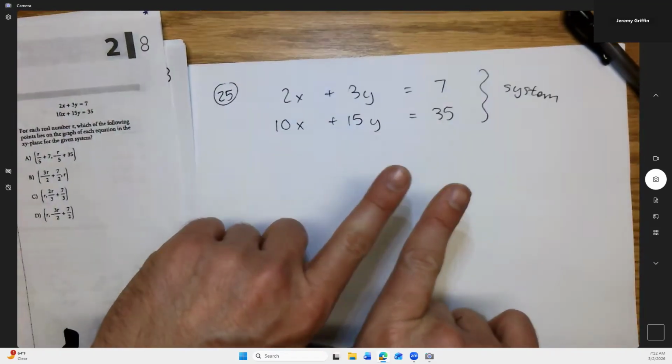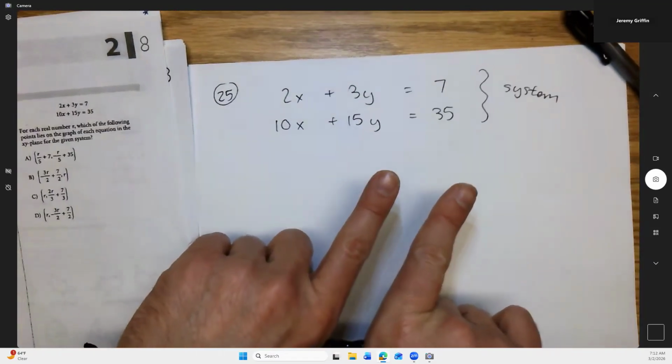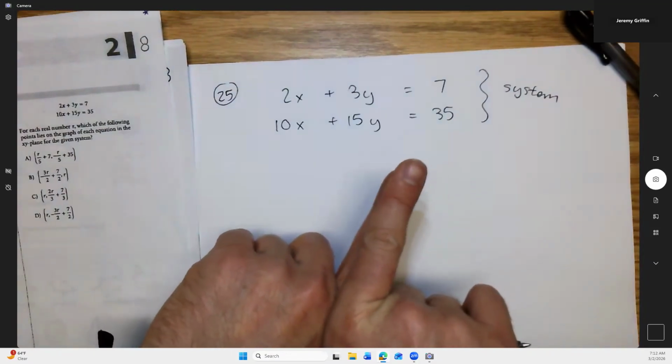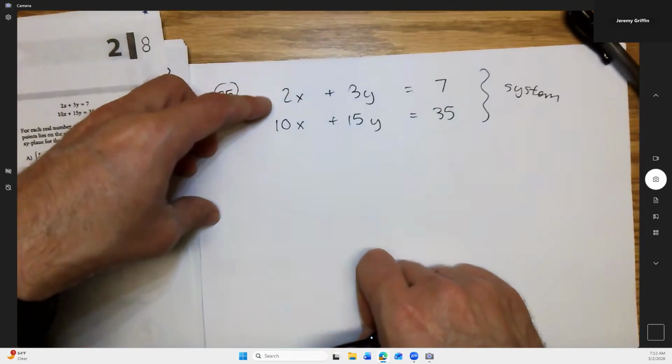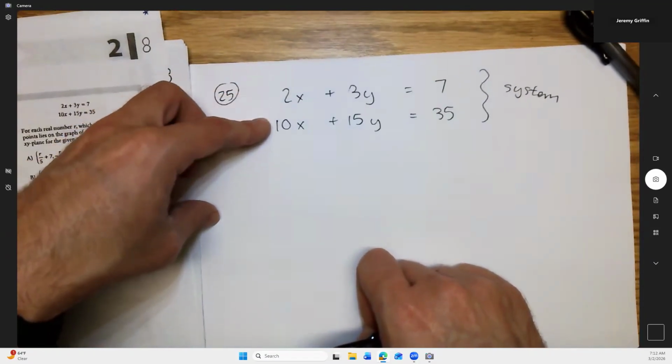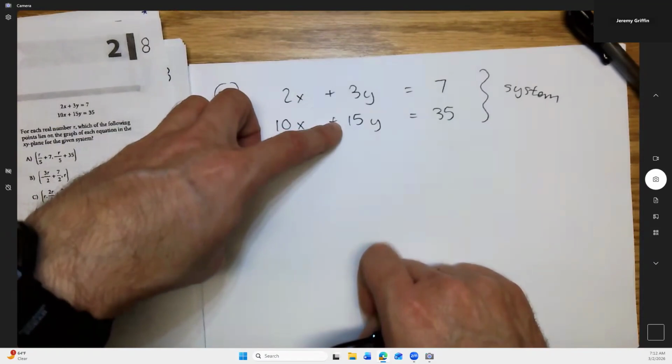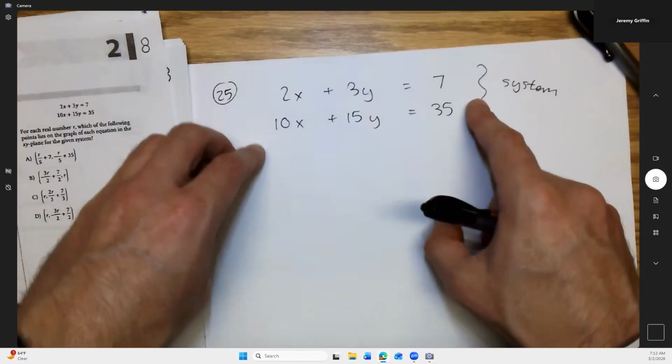But the exception to that is if they are either parallel lines, there's no solution, or if they're the same line, right on top of each other, we call that infinitely many solutions. Look at these coefficients. Look at the ratios. 2 times 5 is 10, 3 times 5 is 15. And 7 times 5 is 35.